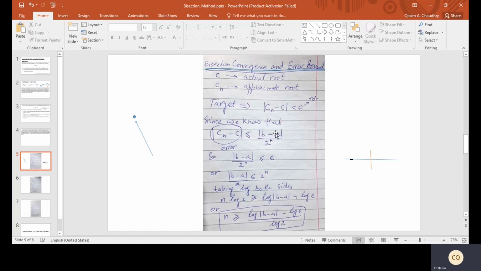And see this one, b minus a over 2, n is 1. So b minus a over 2 is basically the length of the half interval. So students, this error is always less than this half interval. And if you generalize this one, so Cn is less or equal to b minus a over 2n. So basically you are going to reduce by making the half of the intervals.